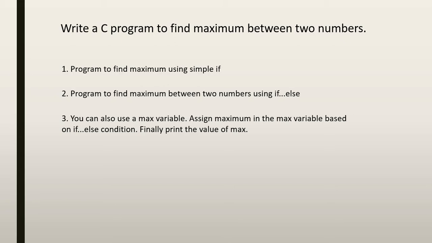There are three different ways through which we can easily execute this particular code. First one, write a program to find the maximum number by using simple if else. Second, finding the maximum between two numbers using nested if else. And third one, we are using a max variable, and with the help of this max variable we are finding or printing the value of maximum. So this is basically based on if else condition. So let's start with it.